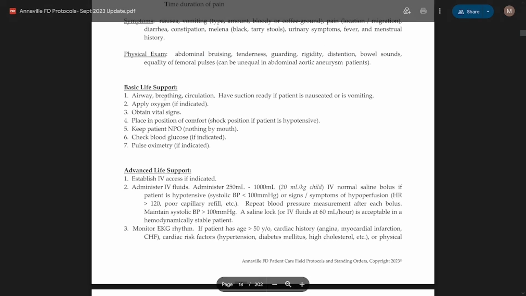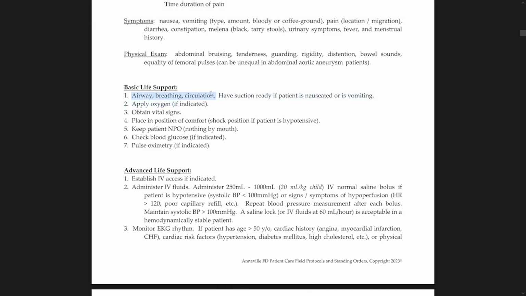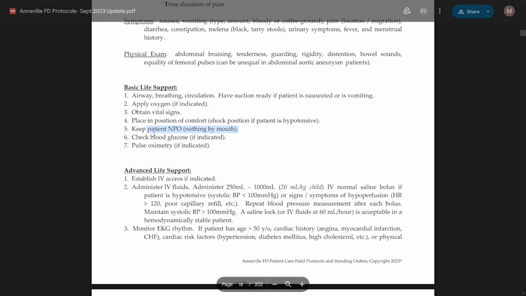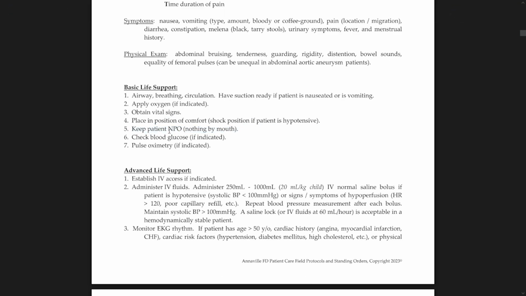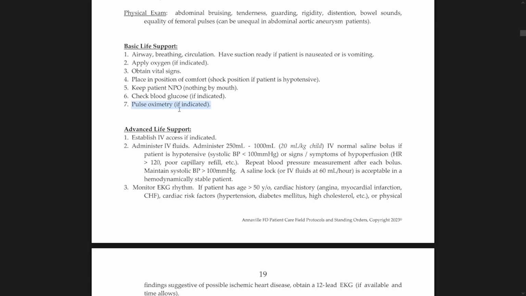For BLS, it's pretty straightforward. You just want to check your ABCs, or airway, breathing, circulation, have suction ready in case they're going to vomit, apply oxygen, vital signs, put them in a position of comfort, and do not give them anything by the mouth, or keep the patient NPO. That's because they may require surgery, and we don't want to mess that up by giving them something via the mouth like some water or a snack or something, and then it pushes their surgery back further than what they need. Check their blood glucose levels and establish a pulse oximetry or check their oxygen level.